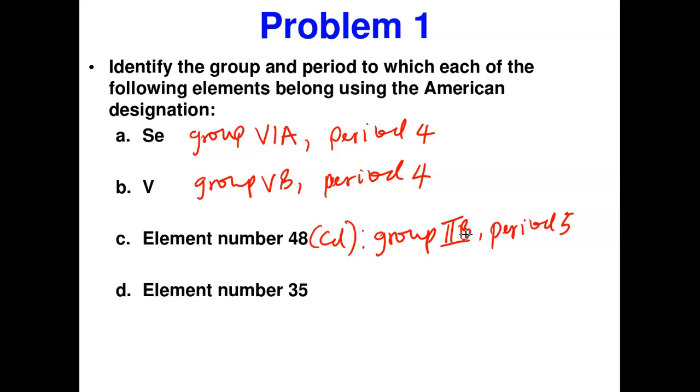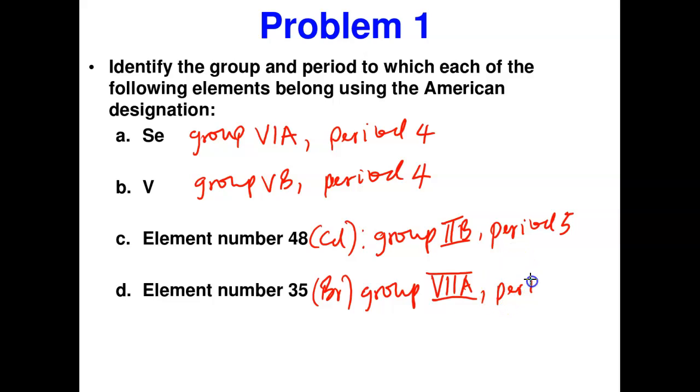Again, element number 35. What element is element number 35? Element number 35 is bromine. Bromine again is in what group? Bromine, of course, is a halogen, is in group 7A. Group 7A. You put your group 7A. Again, bromine is in period 4.